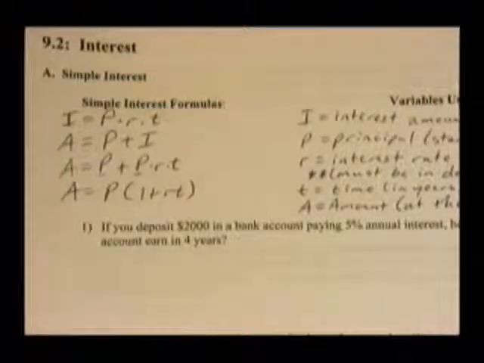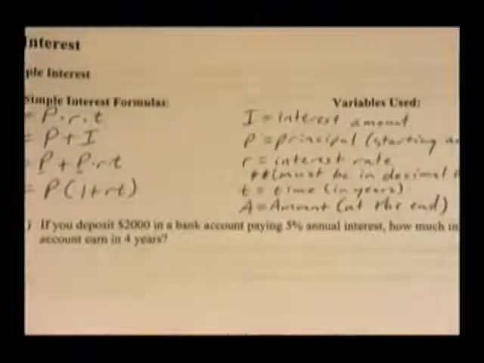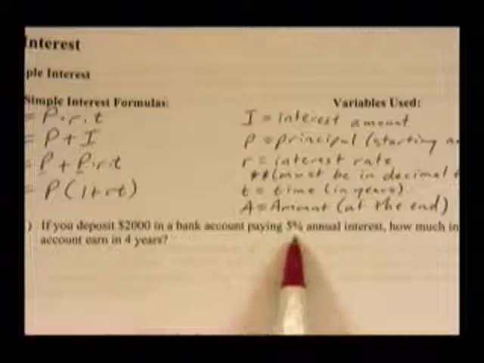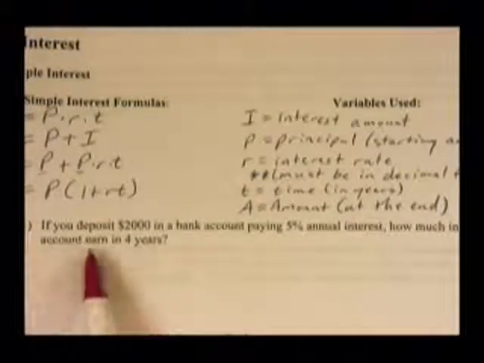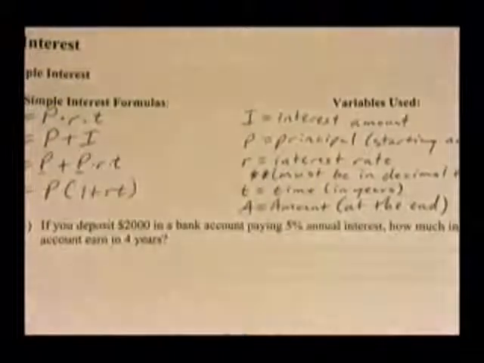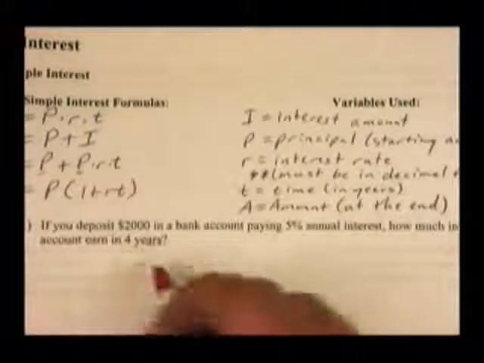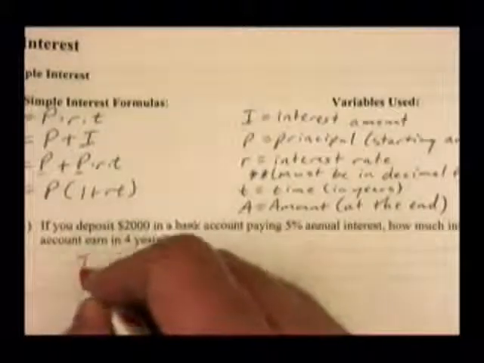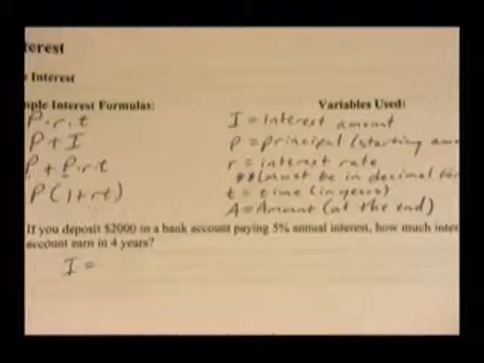So what I'd like to do is look at a couple of word problems that deal with this. So the first one is if you deposit $2,000 in a bank account, paying 5% annual interest, how much interest will the account earn in 4 years? And we're going to assume simple interest since we're dealing with simple interest. All right, but typically it will tell you simple interest. So what we're going to do is we're depositing $2,000.